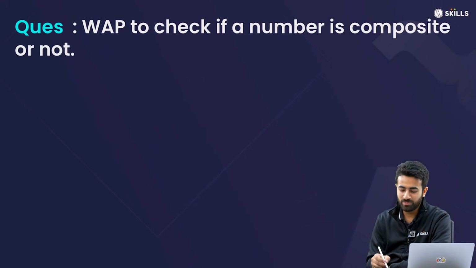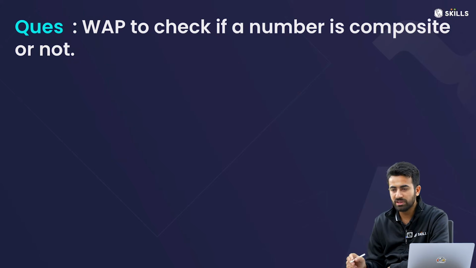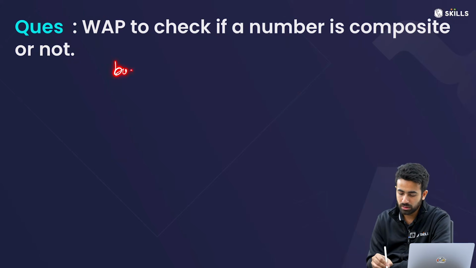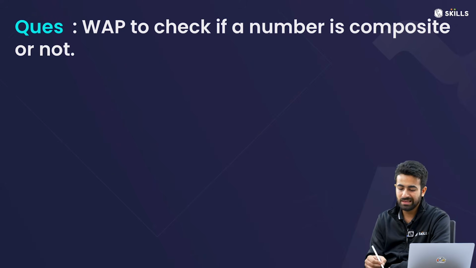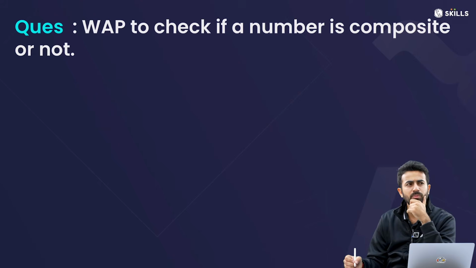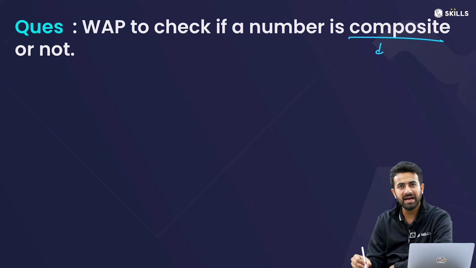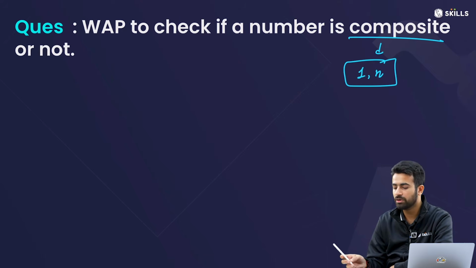Very heavy, I know. Write a program to check if a number is composite or not. Can you do this thing? Yes, using bool. I will teach you what bool is, and then I will teach you how to solve this particular question. A number is composite when? Very simple. How to check if a number is composite? If it has a factor. Any number is composite if it has a factor other than 1 and itself. Any other factor, it will be a composite number.